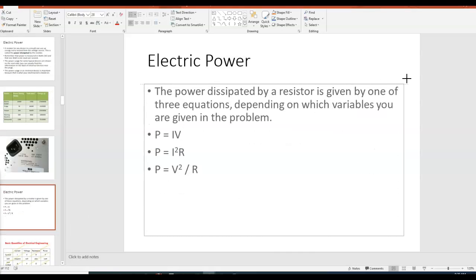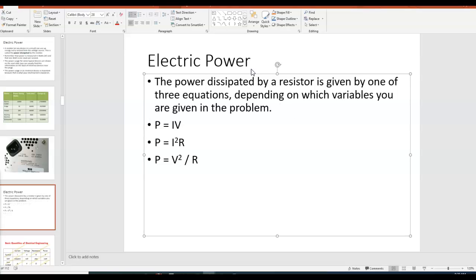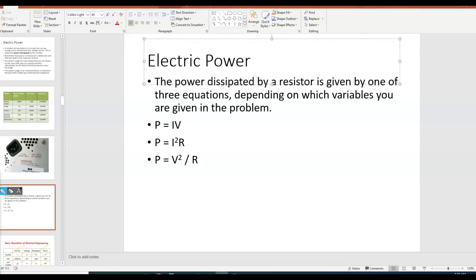Now there's 3 equations for electrical power, and they're all based off of things we've talked about before. So remember, we have our Ohm's law that relates voltage to current and electrical resistance. Okay, V equals IR. Now for power, we have 3 different equations for power. We have P equals IV, we have P equals I squared times R, and we have P equals V squared over R. Okay, and they're all perfectly valid.